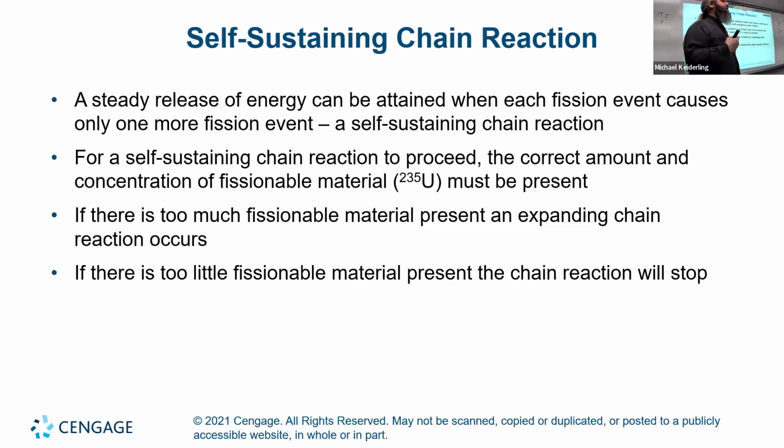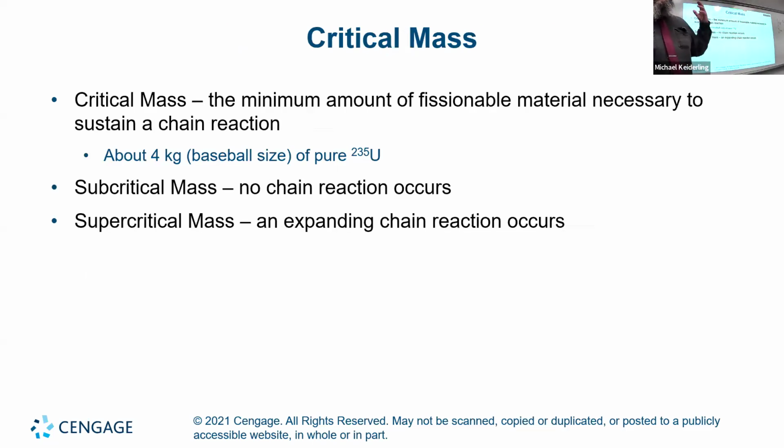And it turns out, to make that happen, you can adjust the speed of the neutrons so they're more likely to run into another uranium-235. And that's what they do in nuclear power plants. There's some minimum amount of fissionable material necessary to sustain a chain reaction. This is called the critical mass, about 4 kilograms for pure uranium-235. If you have less than that, you're not going to get a chain reaction.